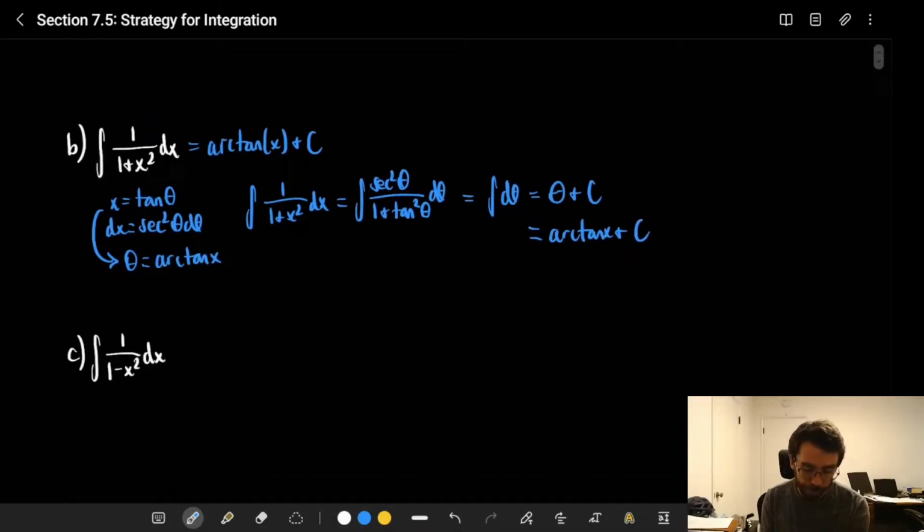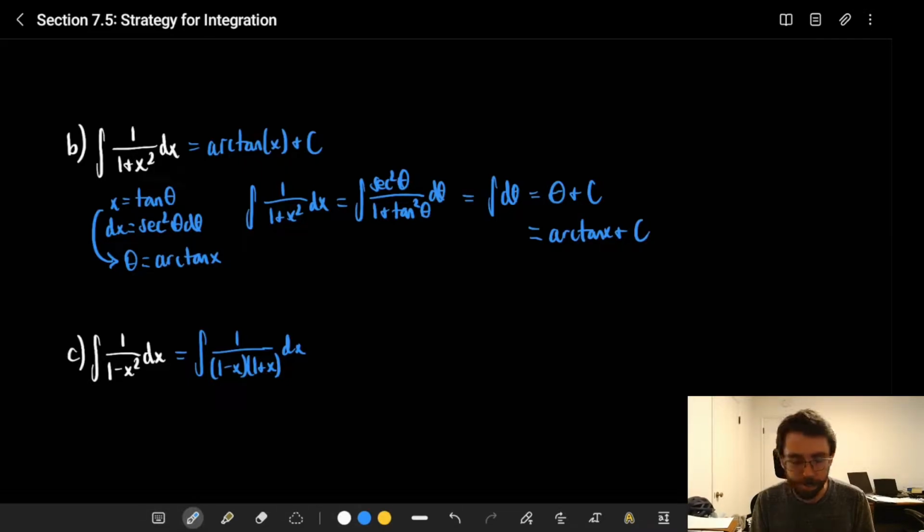The next one also almost looks like a trig sub. If there's a square root, that would be like arcsine, but there's not a square root. So I can actually factor the denominator. If I can factor the denominator, it probably means partial fractions. So this is 1 minus x, 1 plus x dx. Right, it's a difference of squares, so it's just that formula.